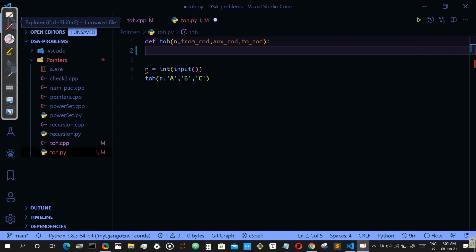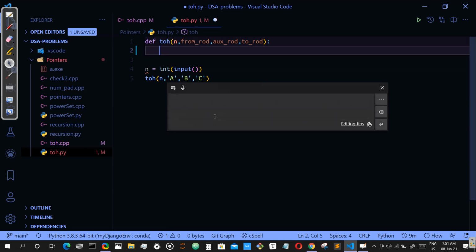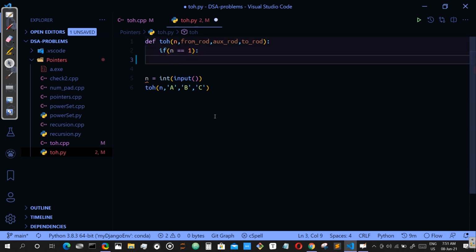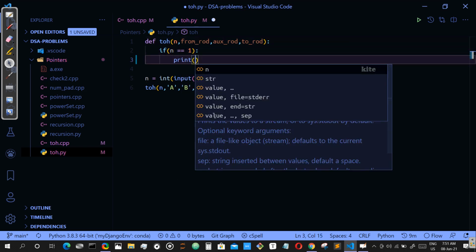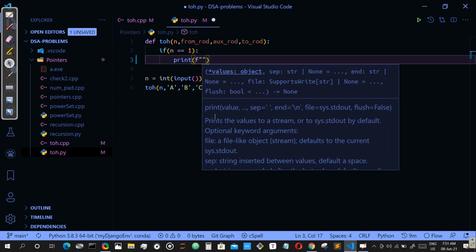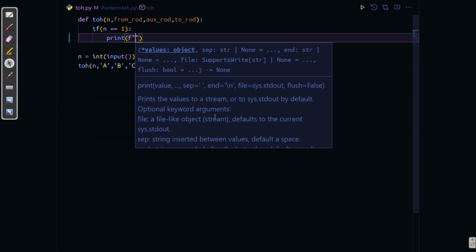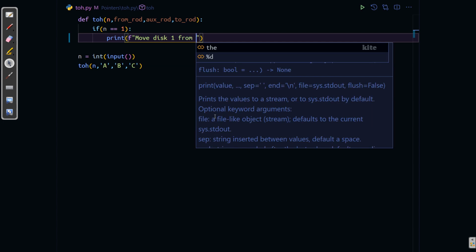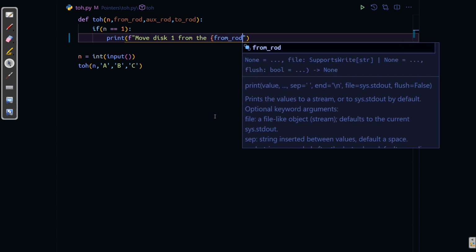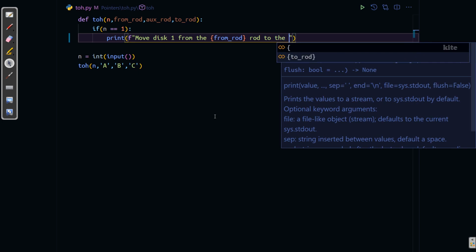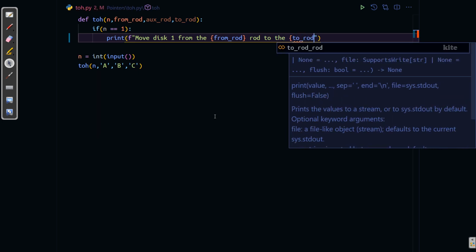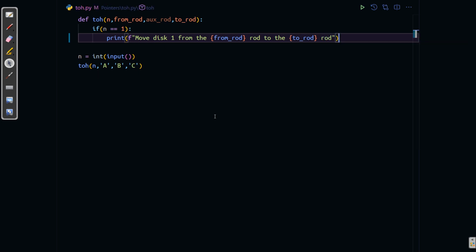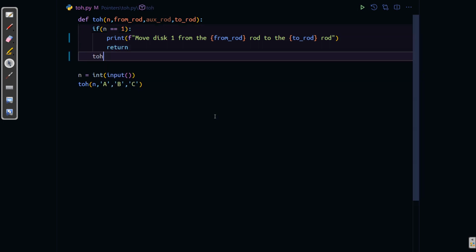If n equals 1, where n means the number of disks, then we will be printing. We are going to use format printing because you have to print the steps. So we print: move disk 1 from the from rod to the to rod. This is our base case, and then we have to return. When we reach 1, we just have to return.